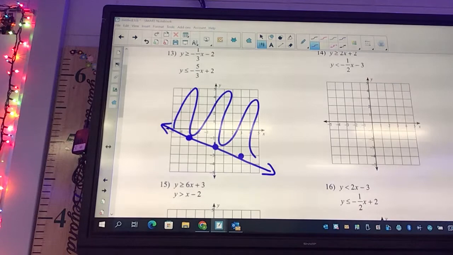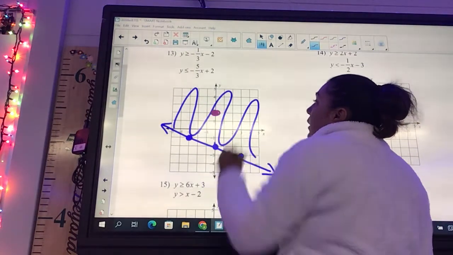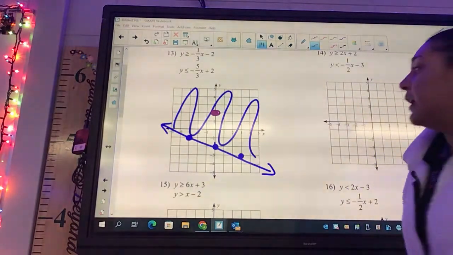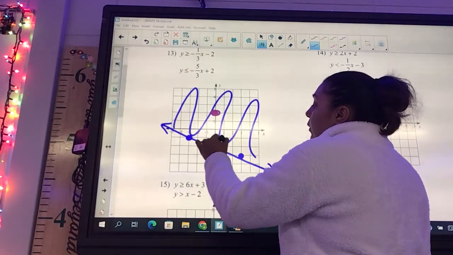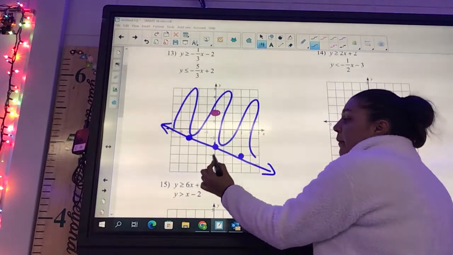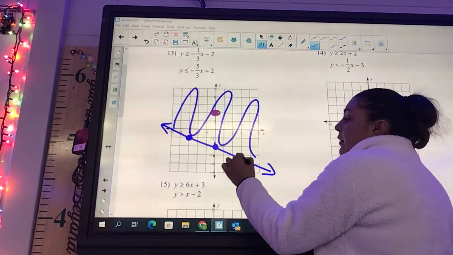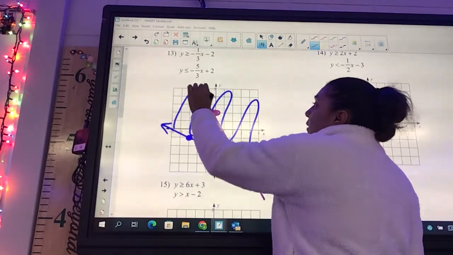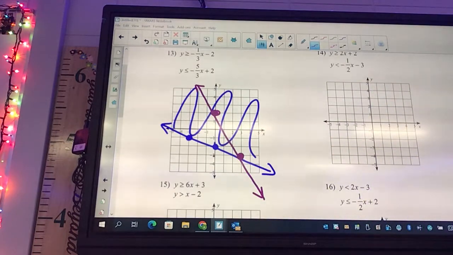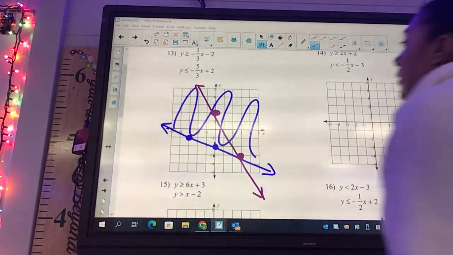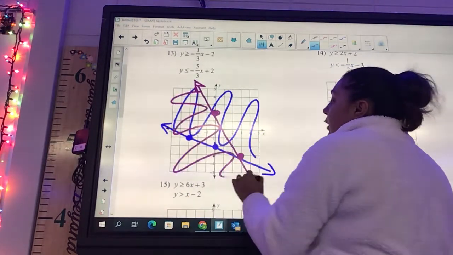Line 2 starts out at positive 2, and my slope is 5 over 3, so I can't go up 5, so I'm going to go down 2, 3, 4, 5, over 3. Which way makes sense to go over 3? To the right, we want them to intersect. So this line is also going to be a solid line, and it says shade below. So we're going to shade everything below this line.